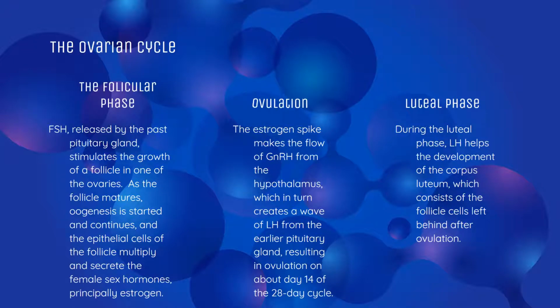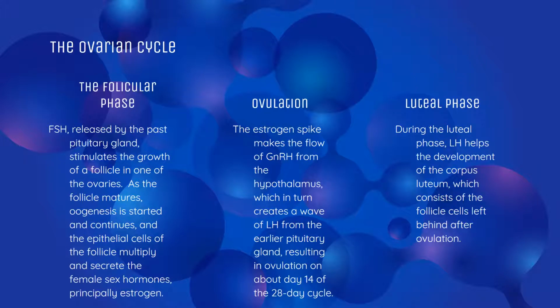Then we have the ovulation. The estrogen spike causes a flow of GnRH from the hypothalamus, which in turn creates a wave of LH from the anterior pituitary gland, resulting in ovulation at about day 14 of a 28-day cycle. The ovulation is the release of the secondary oocyte from the follicle and into the oviduct.